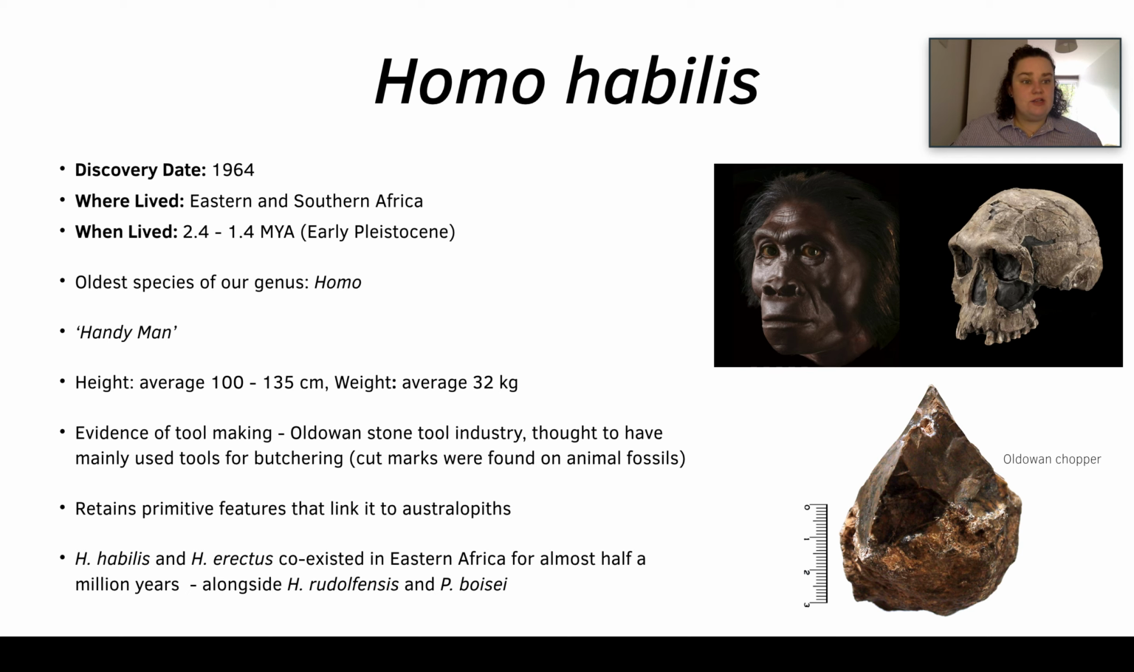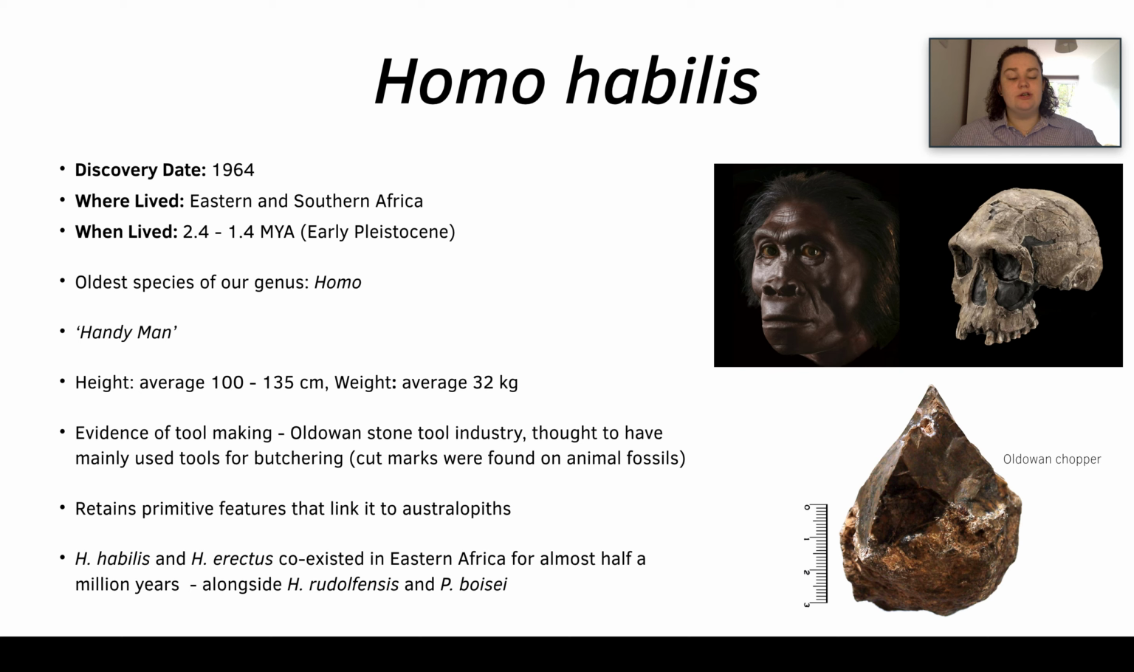So now we move on to the actual Homo clade, which is really cool. And so we move on to Homo habilis, and they were first found in 1964, and they've been found in eastern and southern Africa as well. Their temporal range is around 1 million years, so it's 2.4 to 1.4 million years ago during the early Pleistocene. And it's the oldest species of the Homo genus. And Homo habilis literally means handyman. And this is because they show evidence of tool making.